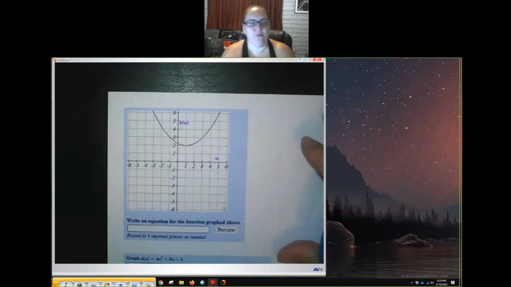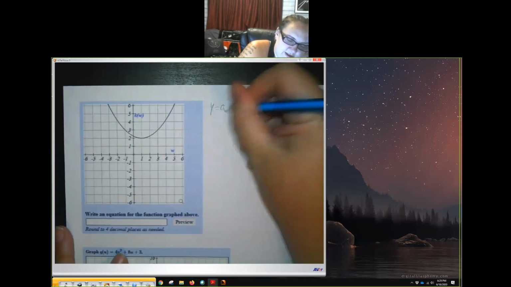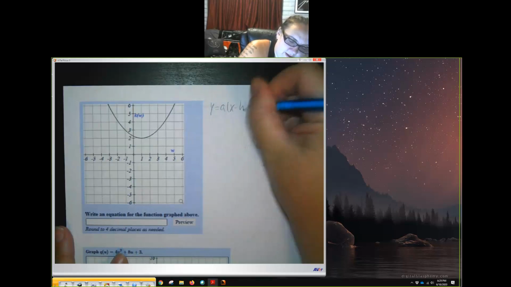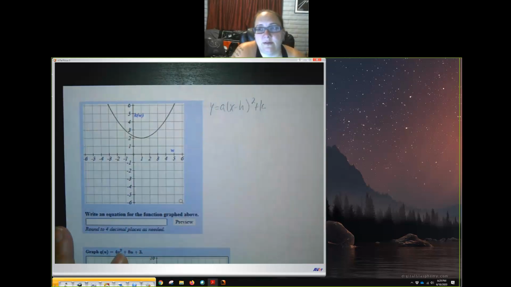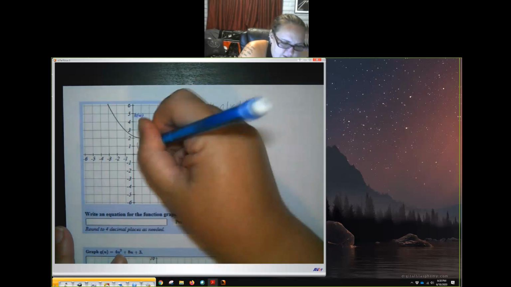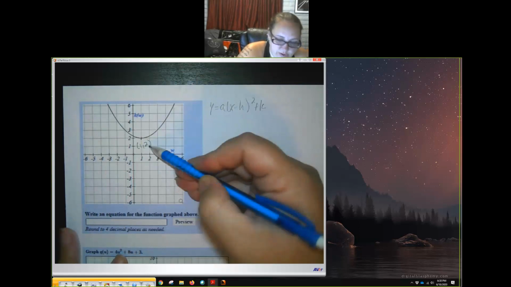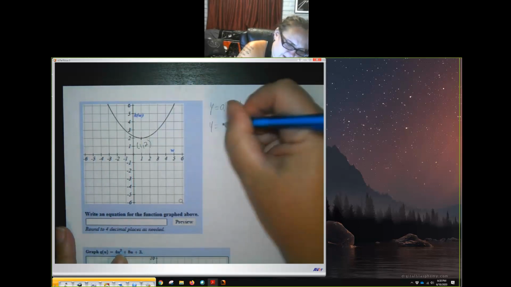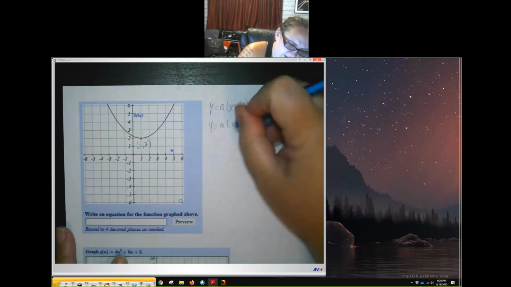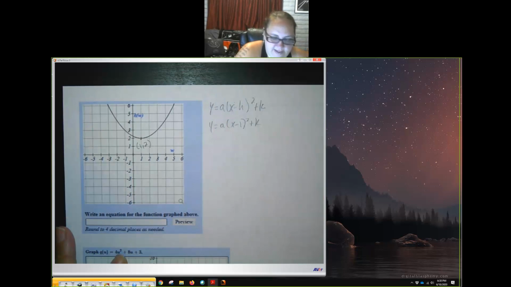All right. Now, if we're going to write an equation, I'm going to start with vertex form. The vertex here is 1, 2. So that means that h is 1 and k is 2. Plus 2.